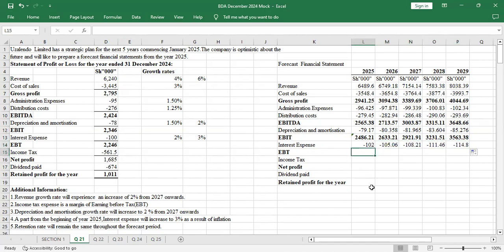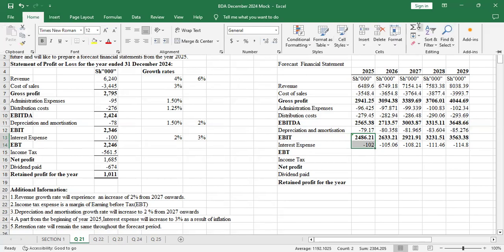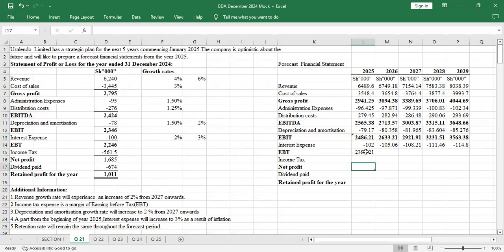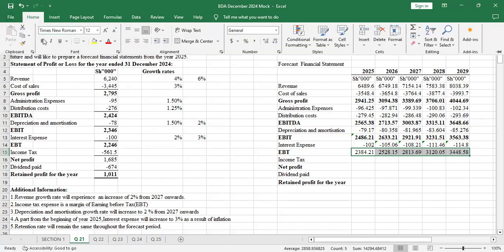Therefore, earning before tax will be the sum of earning before interest and tax and interest expense. So I'll just sum this two, reason being the interest expense is already negative. If it was positive, then you subtract. So once you get that value, you just drag. So allow me to bold that.